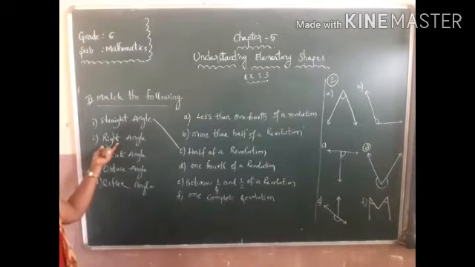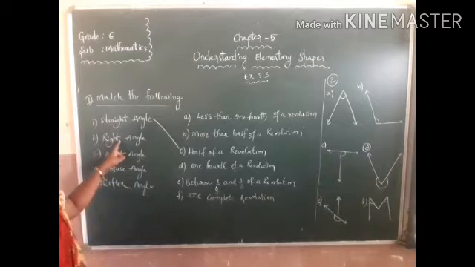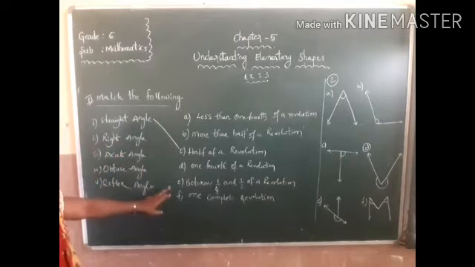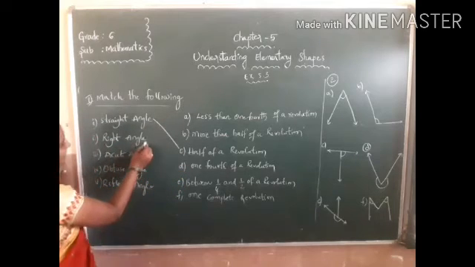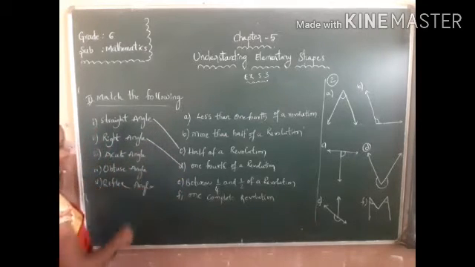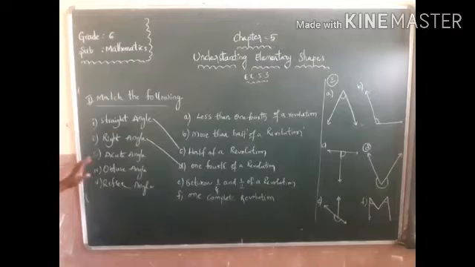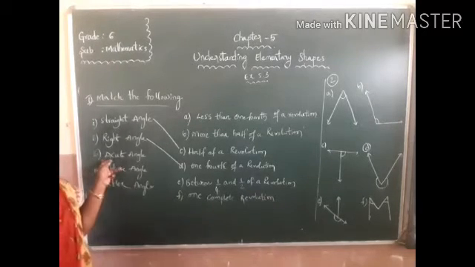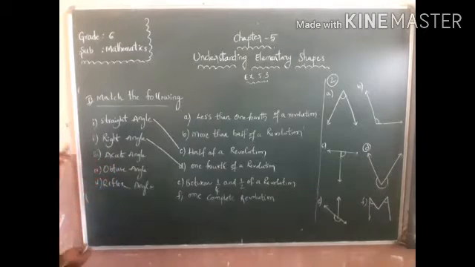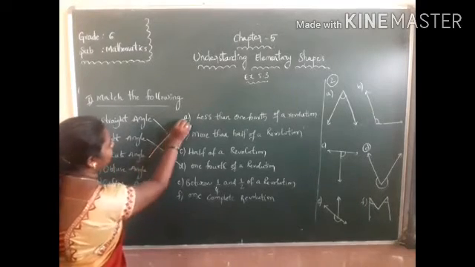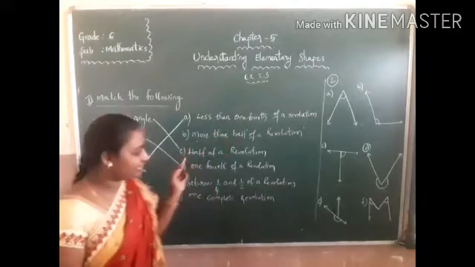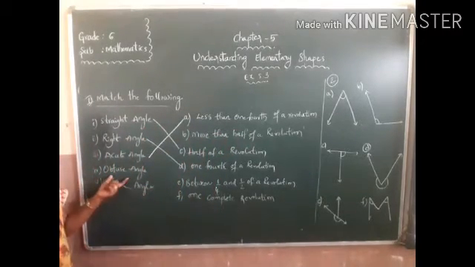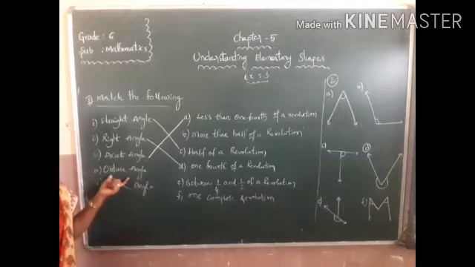Now right angle is 1/4 revolution. So where is that 1/4 revolution? Right angle is 1/4 revolution. Acute angle is less than 1/4 revolution. Where is that here? A. So match to A. Acute angle is less than 1/4 of a revolution.